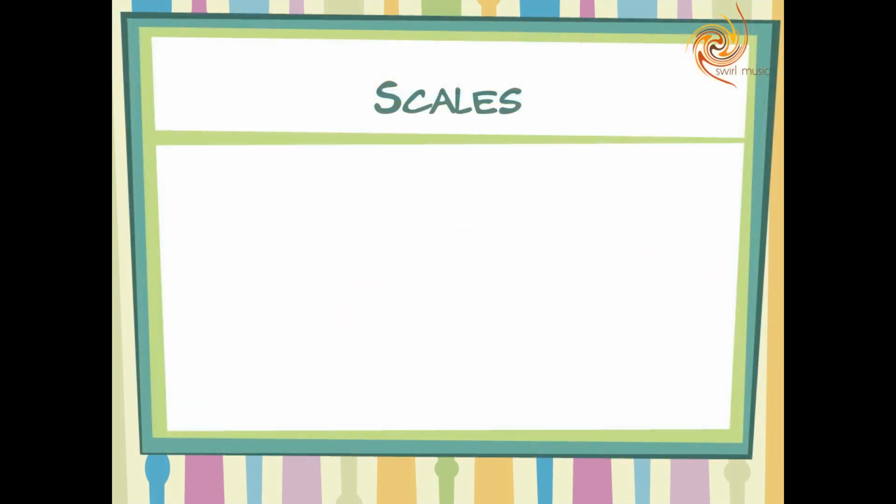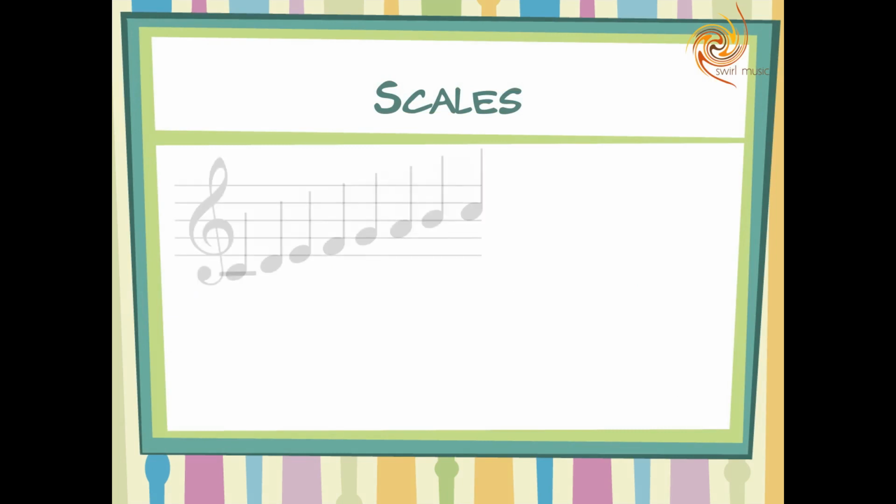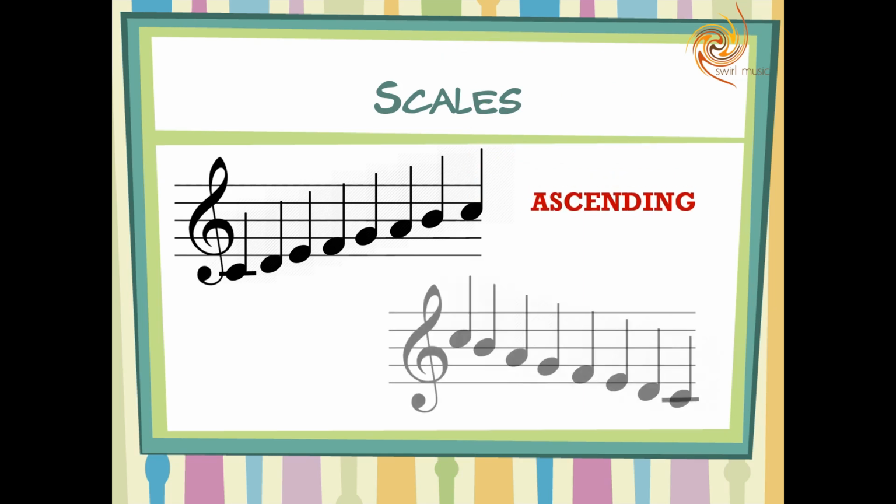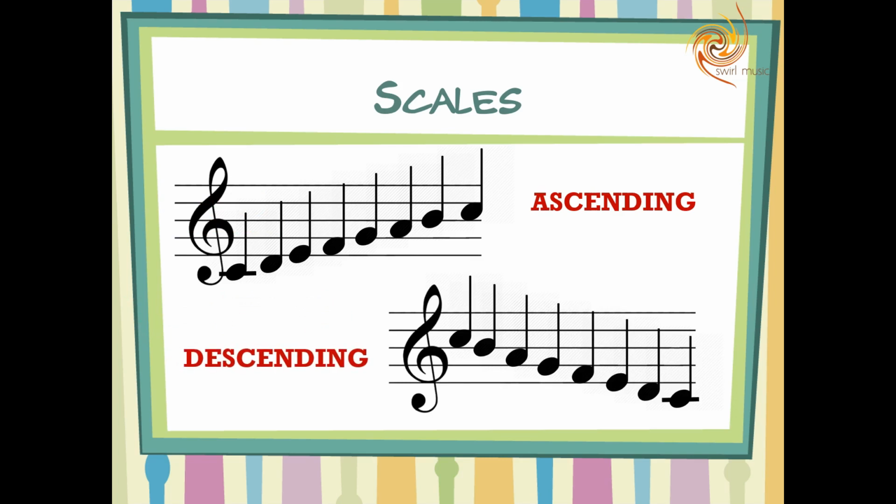A scale is a group of notes placed in order of their pitches. It can be the notes moving from a lower tone to a higher tone, or ascending, and a higher tone to a lower tone, or descending. It's like walking up and down the stairs. When you walk up, you start with the lowest step and climb up. When you walk down, you start with the highest step and start stepping down.